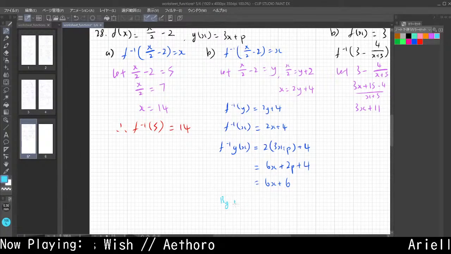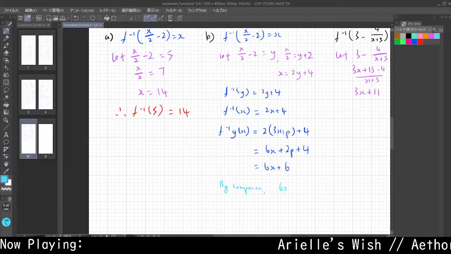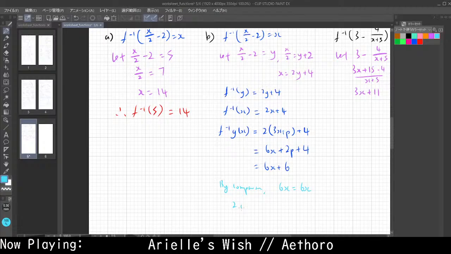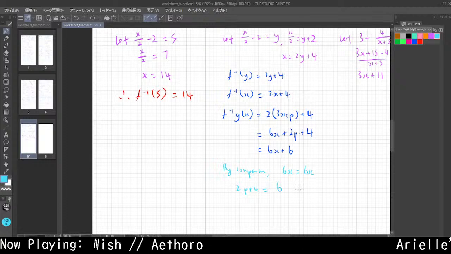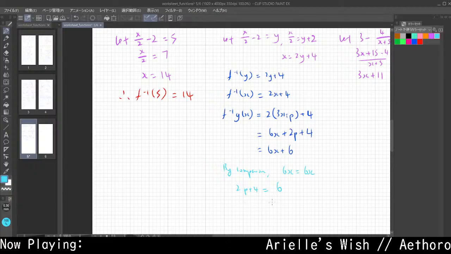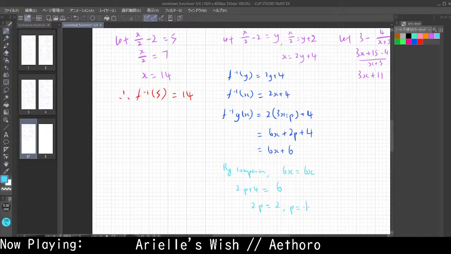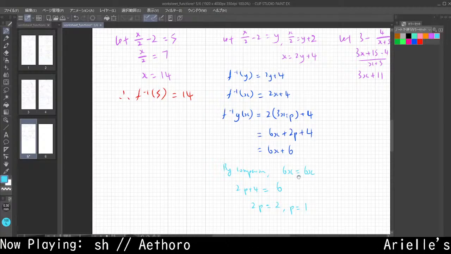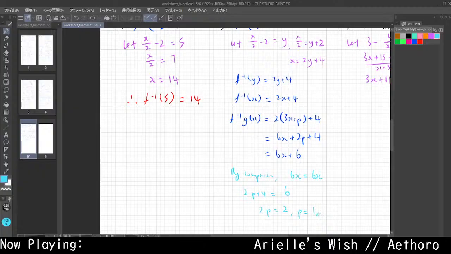Therefore, by comparison, 6x equals 6x, x with x, 6 equals 6, no contest. 2p plus 4 equals 6, no x with no x, therefore constant with constant. Rearrange: 2p equals 6 minus 4, 2p equals 2. Yeah, there we go. Okay, cool. Question 2 B done.